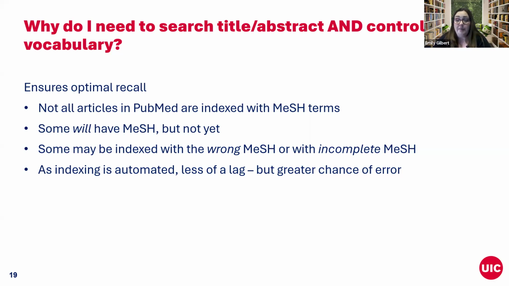Not all articles in PubMed are indexed or tagged with MeSH terms. Some will have MeSH, but they haven't been indexed yet. Some might have the wrong MeSH terms or incomplete MeSH terms. So indexing is an automated process. So there is less of a lag time after something is published until it gets indexed, but that also means there's a greater chance of error. So that's why, especially in a systematic review where you're trying to find 100% of the literature, you use both the controlled vocabulary terms and keywords.